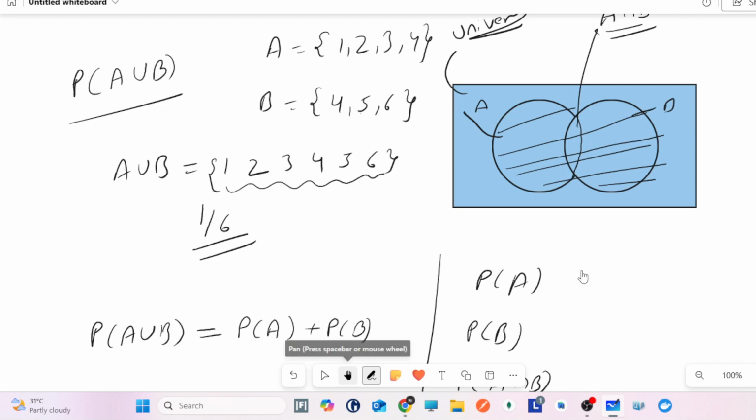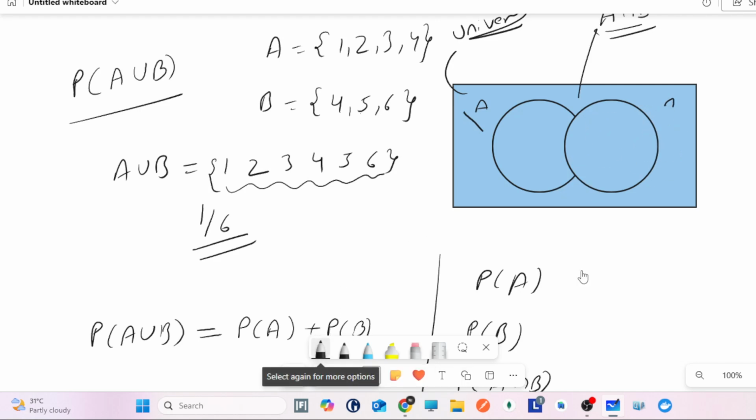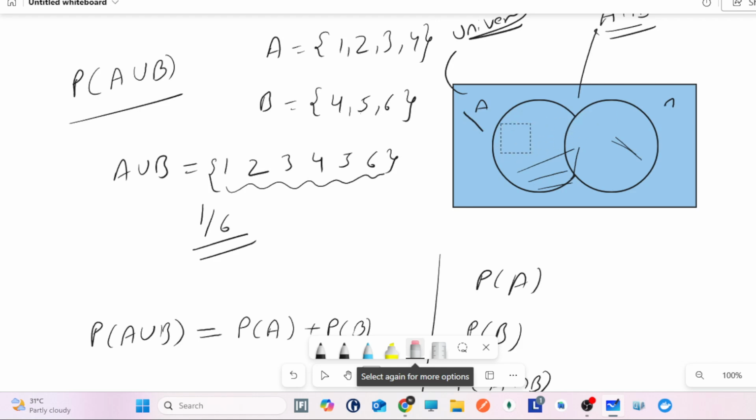So let's remove these lines so that you can visualize better. Great. So now what is A union B? What I did is I am adding this circle, the circle A, this one, and the circle B, that is this one. So let's take two different color pens so that you can visualize better.